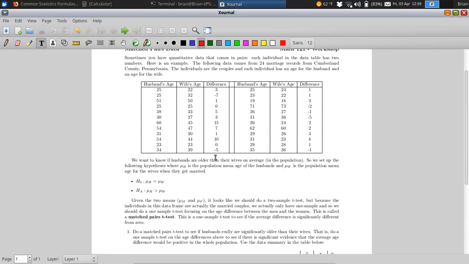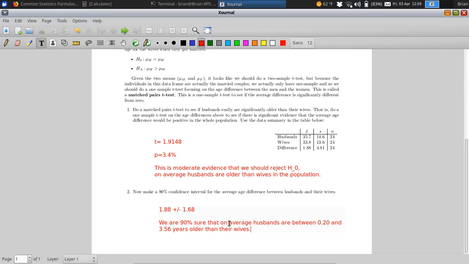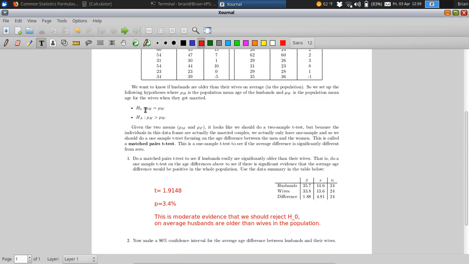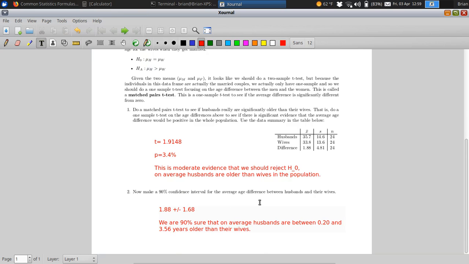So it's not that 90% of people fall in the confidence interval. It's that we're 90% sure that the parameter of interest. And what is the parameter of interest? Well, it's a population mean. So it's one of these mu's. And which mu is it? It's the mu that goes with the difference. It's the population mean age difference between husbands and wives.